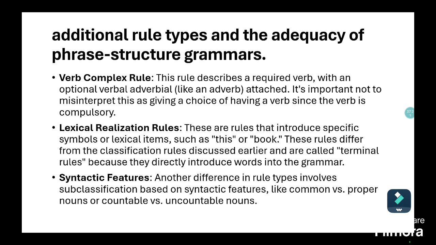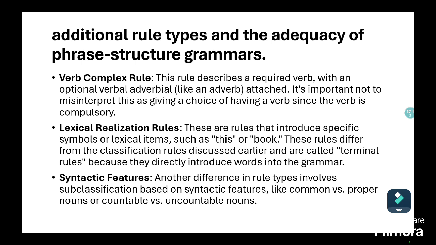Additional rule types and the adequacy of phrase structure grammars. First is the verb complex rule. This rule describes a required verb with an optional verbal adverbial like an adverb attached. It is important not to misinterpret this as giving a choice of having verbs, since the verb is compulsory.